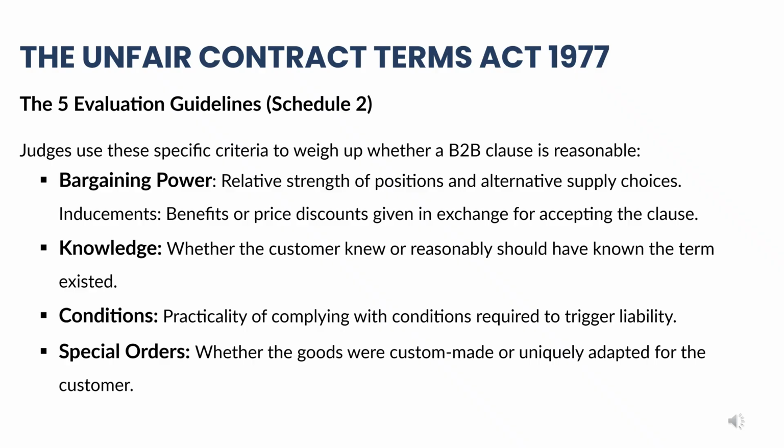Finally, the court considers special orders. This looks at whether the goods were custom-made or uniquely adapted specifically for the customer. If a business creates a highly bespoke, one-of-a-kind piece of machinery to your unique specifications, it is considered far more reasonable for them to limit their liability if something goes wrong. By analyzing these 5 statutory pillars, you can provide a highly sophisticated evaluation of business-to-business limits.